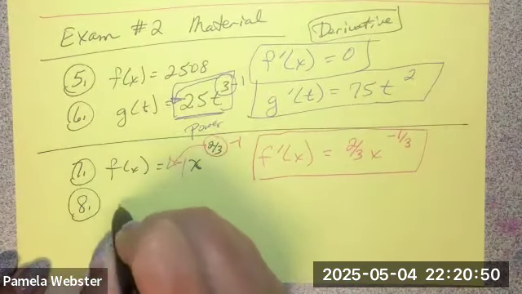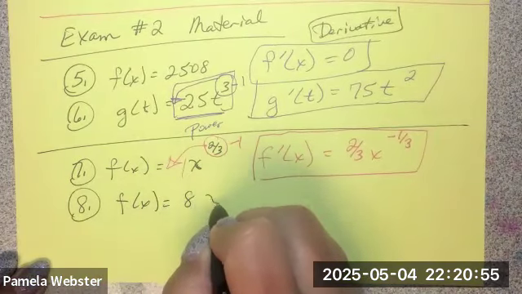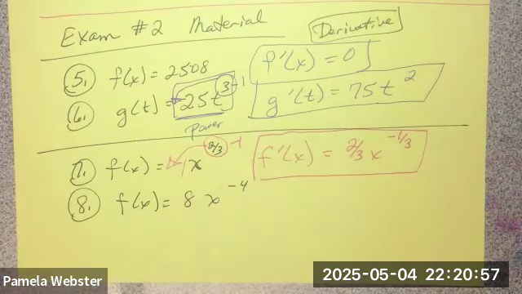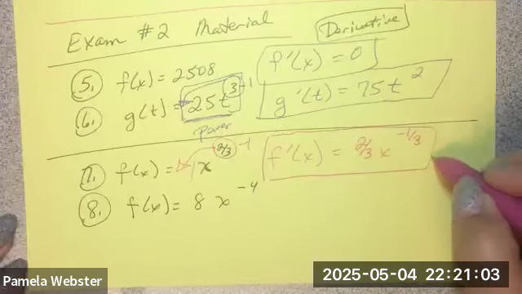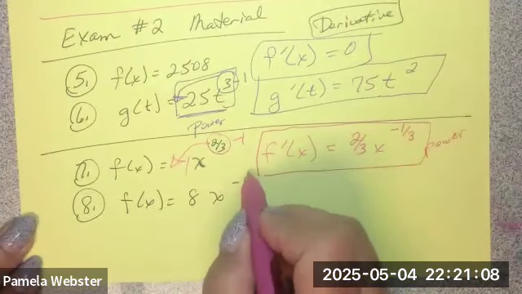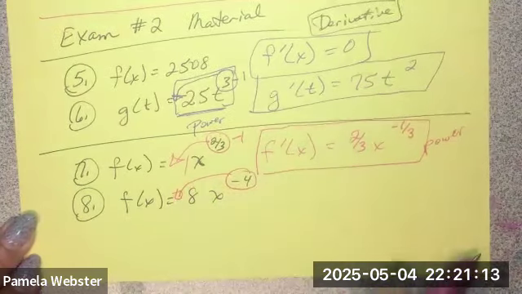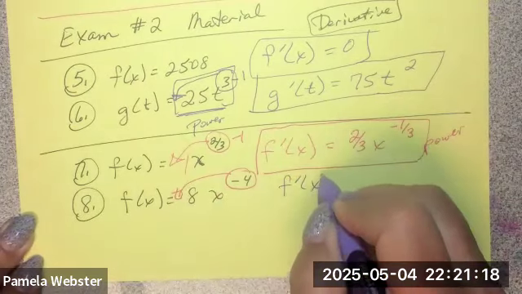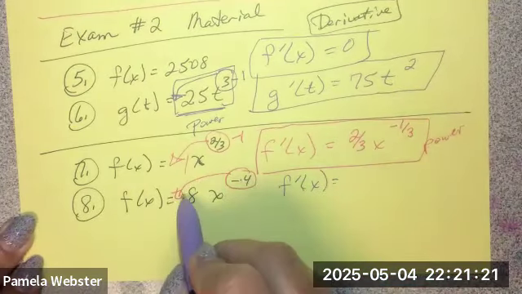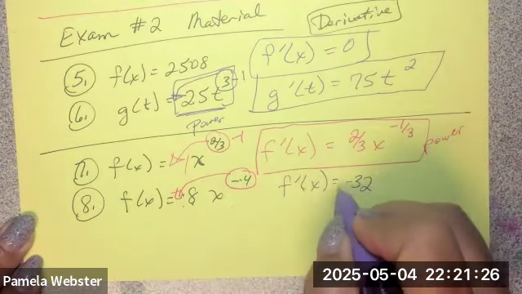Real quickly, number 8. F of x equals 8x to the negative 4. I just want to show this. Again, these are still power rules. This was a power rule, and this one is a pretty power rule, right? But I want to show it, why, because that exponent is negative. Okay. So sure, we can do this. F prime of x equals... multiply the negative 4 out in front times the 8. Negative 4 times 8 is negative 32.